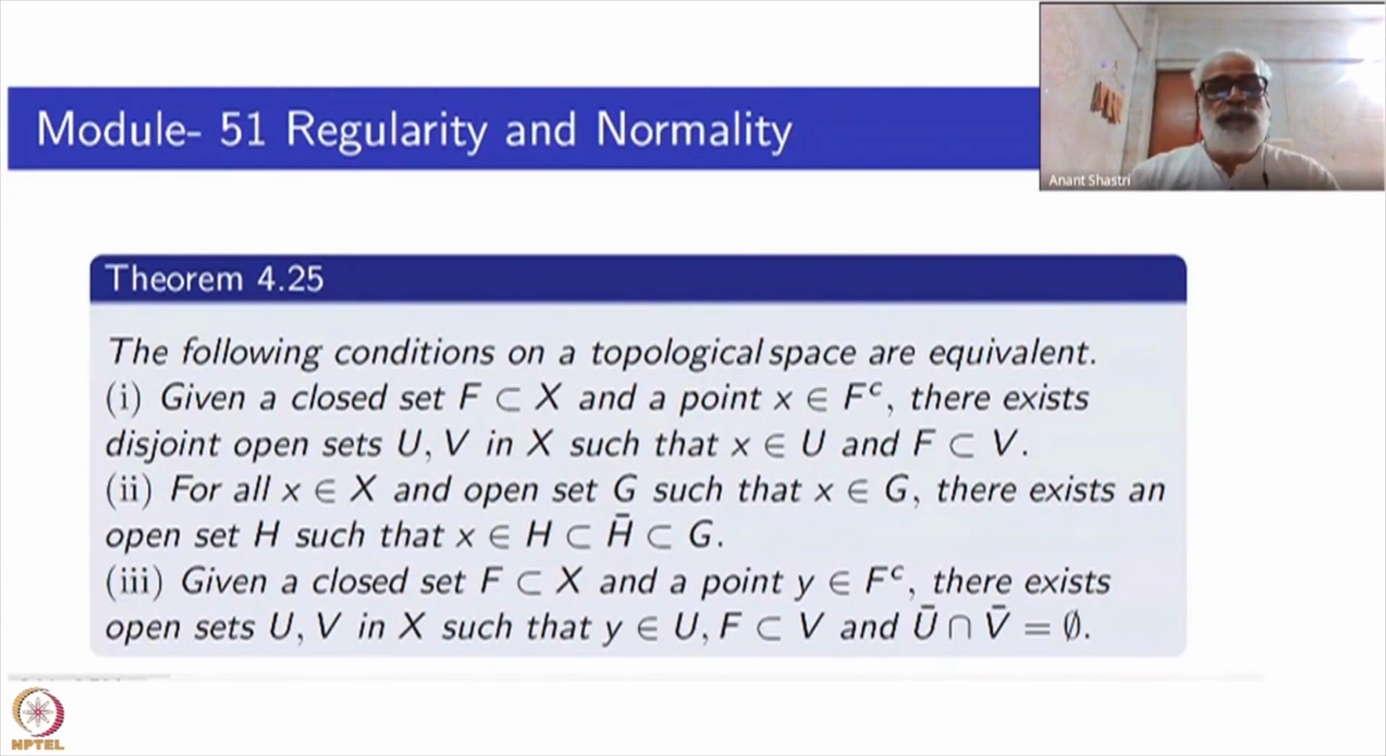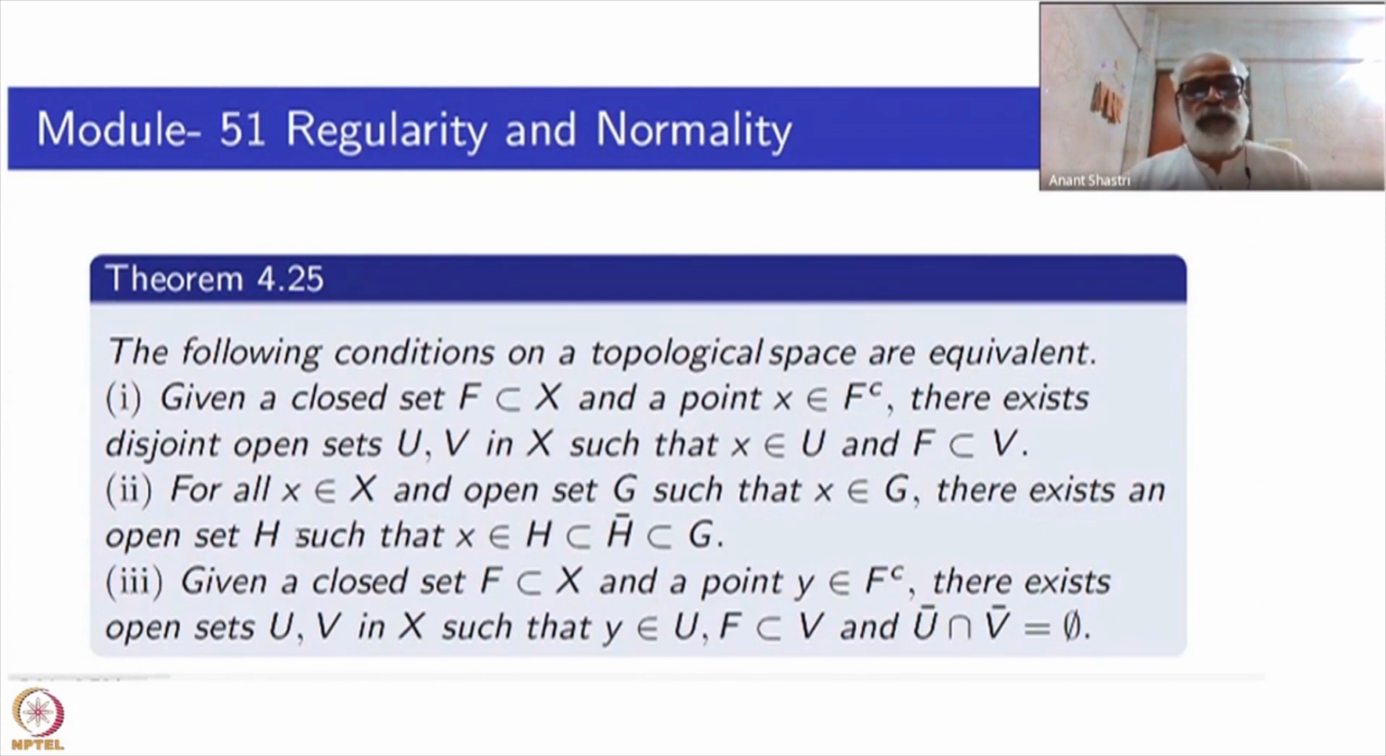What are the three conditions? One: given a closed set F and a point X away from F, in the complement, there exist disjoint open sets U, V in X such that X is inside U and F is contained inside V. Just like Hausdorff space, where any two points are separated, here a point and a closed set are separated by open sets. So you can see that this is a one-step generalization of regularity.